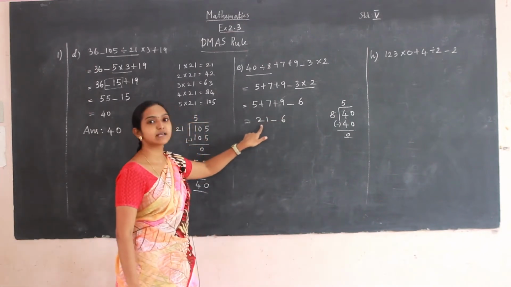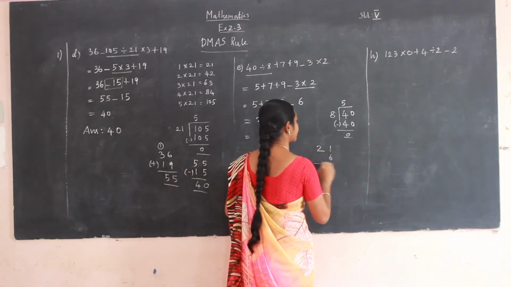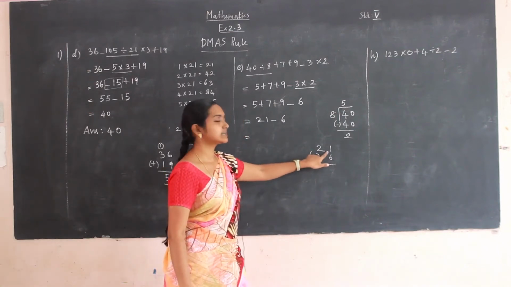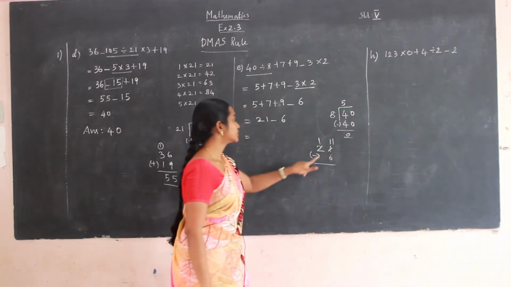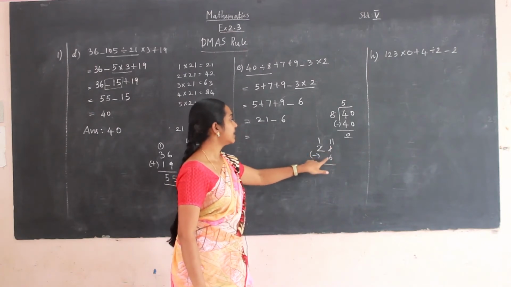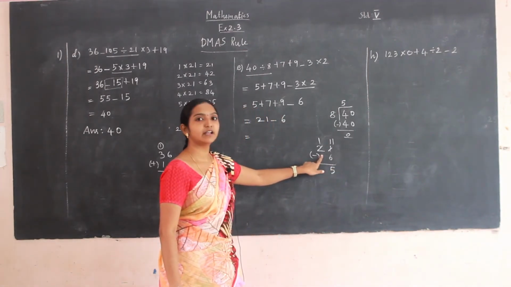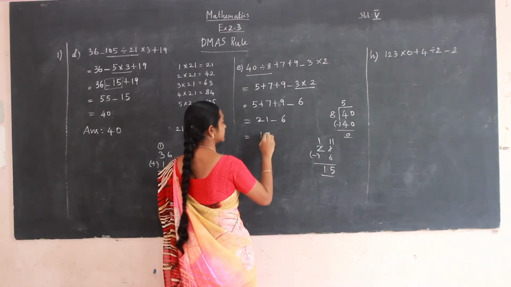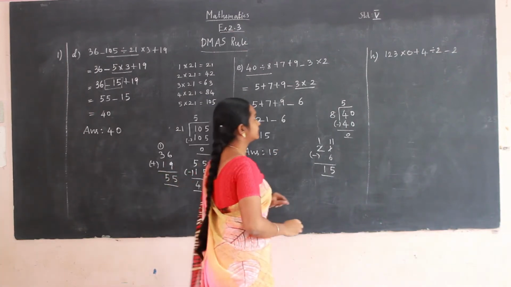Next we have to subtract 21 and 6. 6 is greater than 1, we cannot subtract. So borrow 1 from 2. So 2 is changed as 1 and 1 is changed as 11. 11 minus 6 is 5. Here we don't have any number, so write 1 as it is. 21 minus 6 is 15. So the answer is 15.